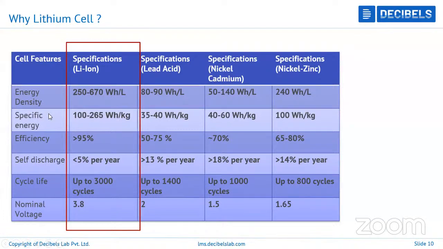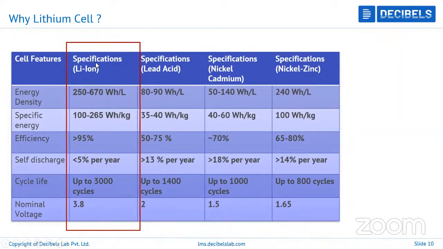So here is the comparison between each and every type of cell chemistry: lithium ion, lead acid battery, nickel cadmium, and nickel zinc or nickel metal hydride. So nickel zinc even applies to nickel metal hydride. What are the different properties you'd want to compare between each of these different types of cells?